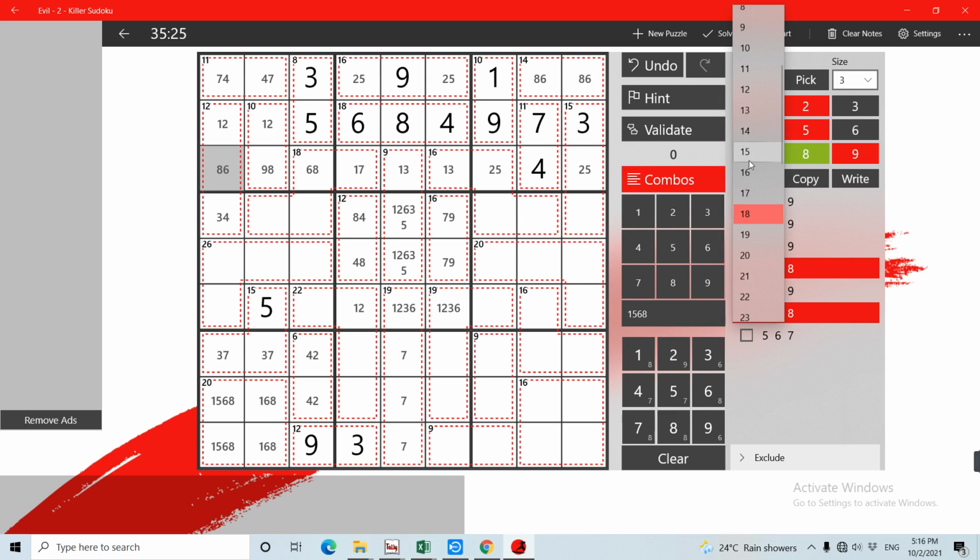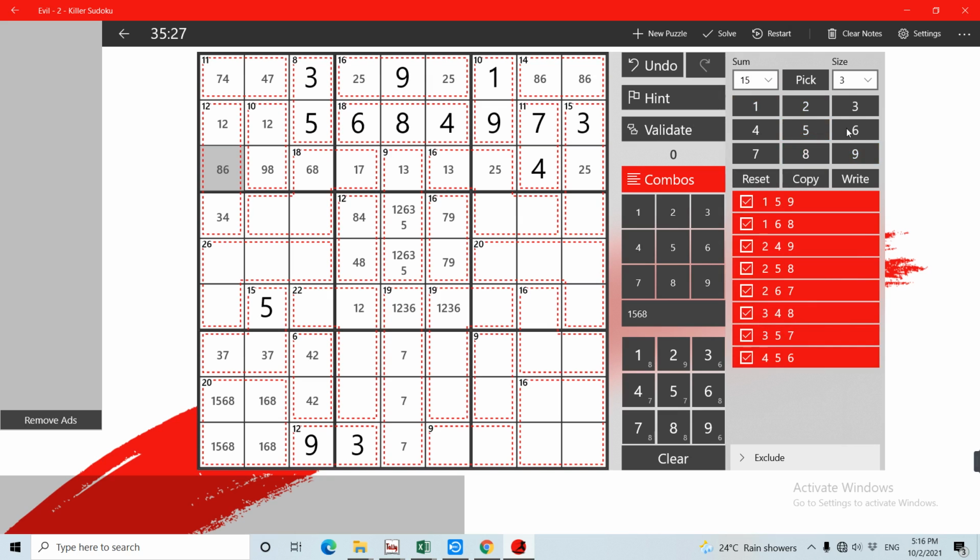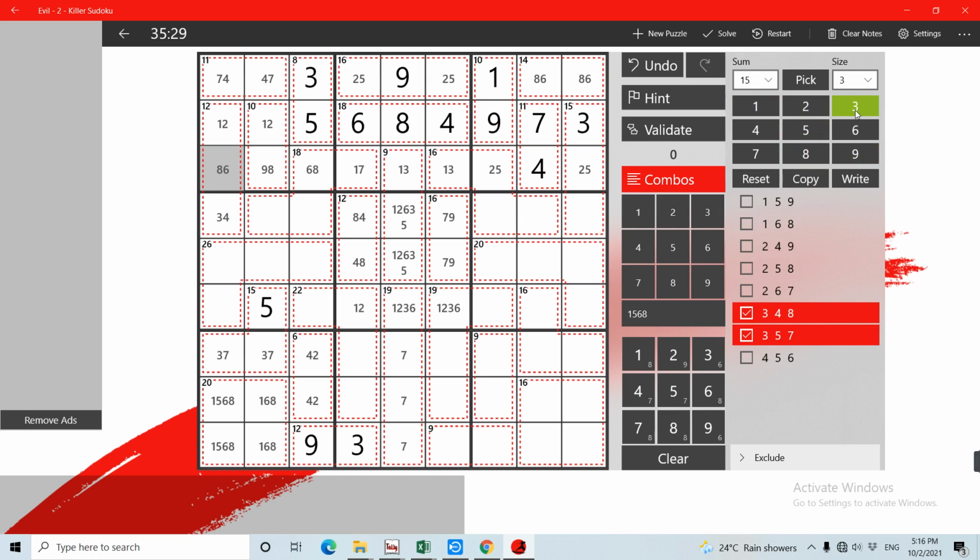Now we can look for this 15 size of 3, which must include a 3. So I cannot have a 2. If I have to have a 3, I cannot have a 2. Simple. So this needs to be a 5. And this needs to be a 7. This will be a 2. This is a 9. 7.